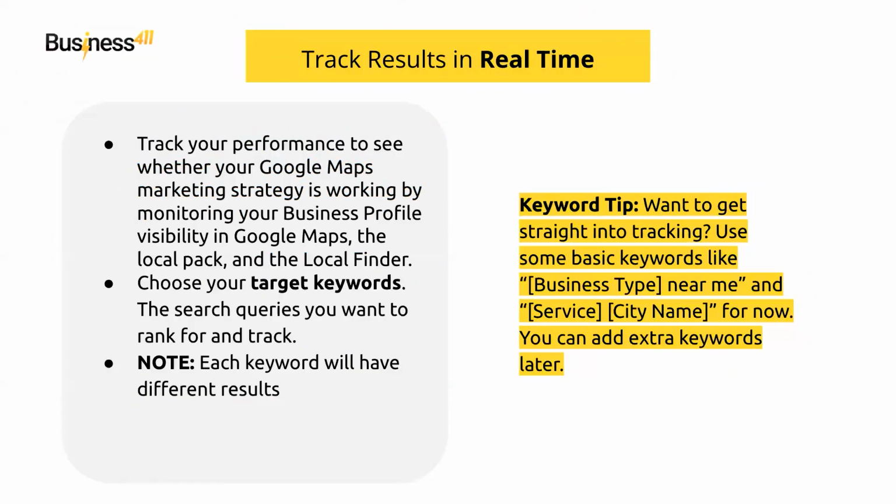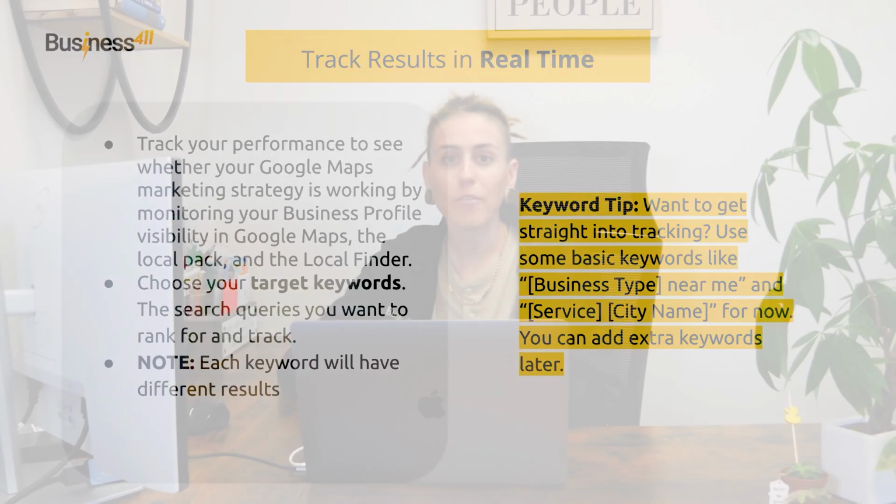So how do you track your results in real time? Tracking your performance to see if your Google marketing strategy is working. You can track your performance by monitoring your Google business profile and the visibility it has when you search on Google Maps, the local pack, and local finder. You want to make sure that you're choosing and typing in target keywords. Every different keyword that you search will have a different ranking factor.